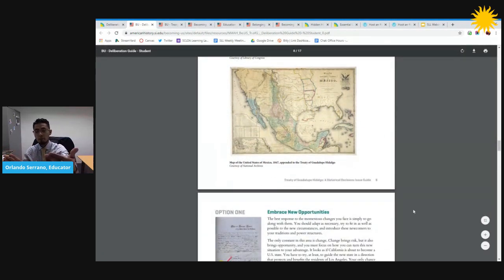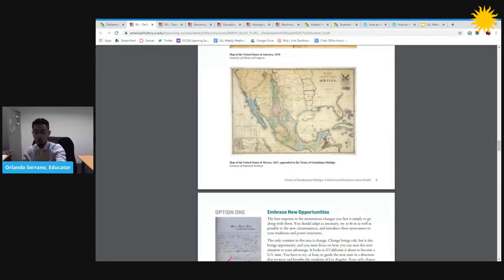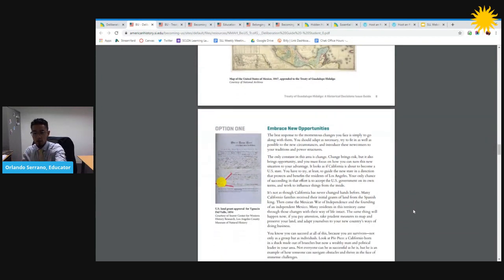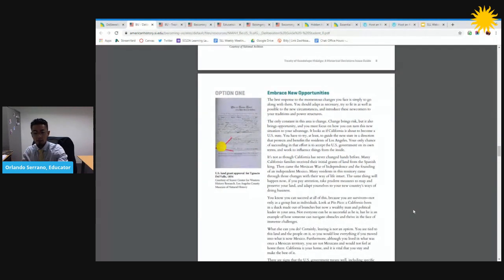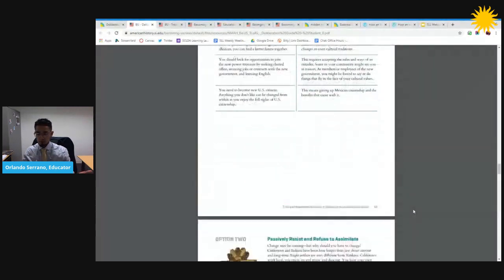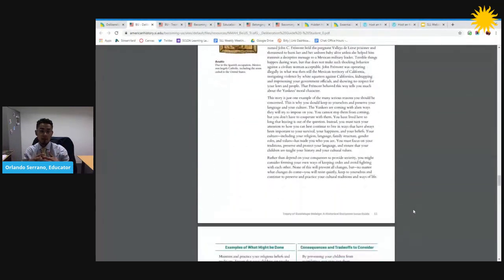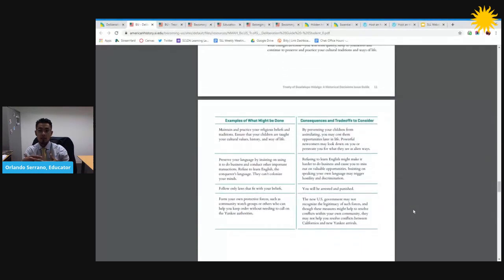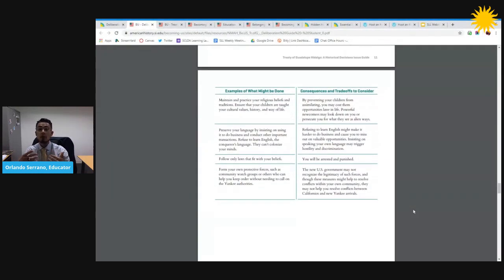What do you think? And then students get into small groups and they all read, option one, this is what comes with that option. Option two, this is what comes with that option. And then students are brought back together, whole group, and discuss, all right, what are we going to do?